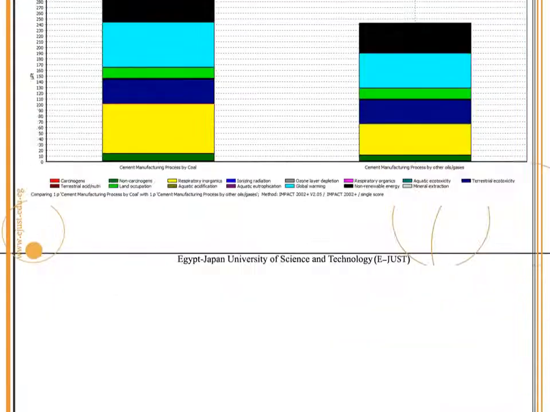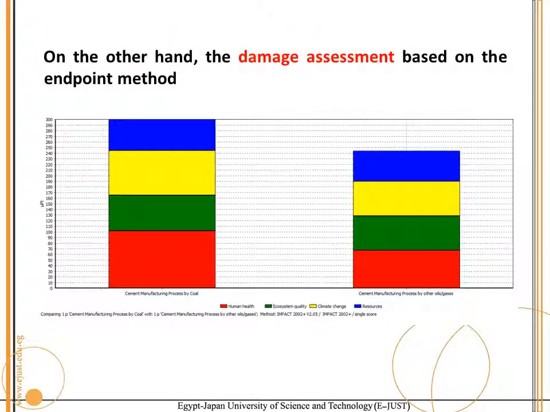On the other hand, about the final assessment, which is the damage assessment based on the endpoint method, it indicates that both the human health and the climate change damage are higher in the case of coal in the cement industry, from this figure.